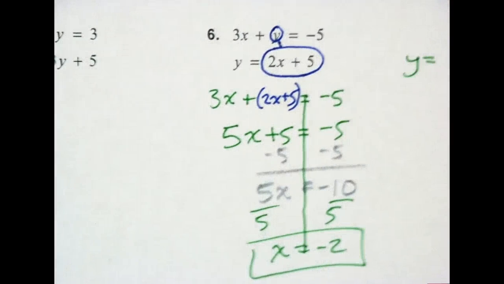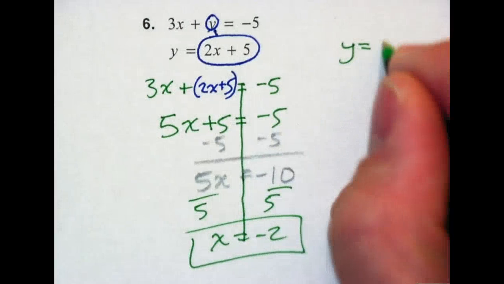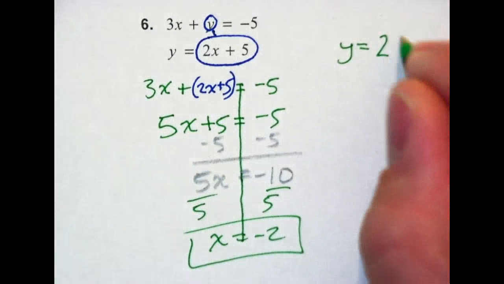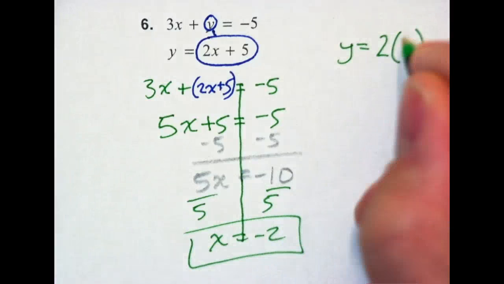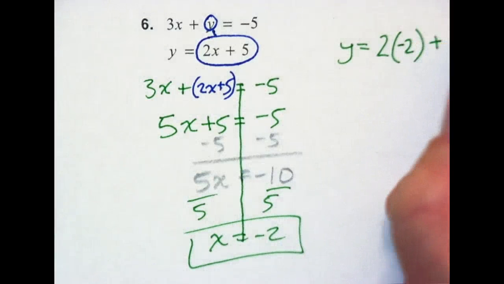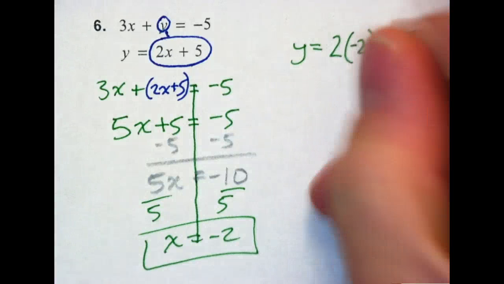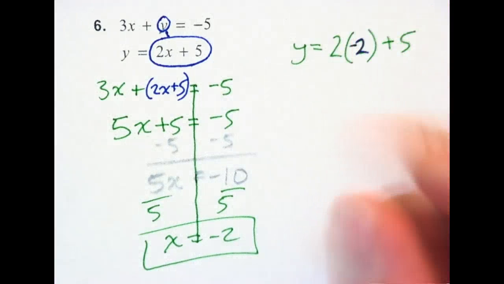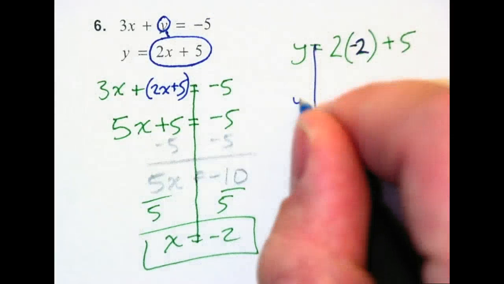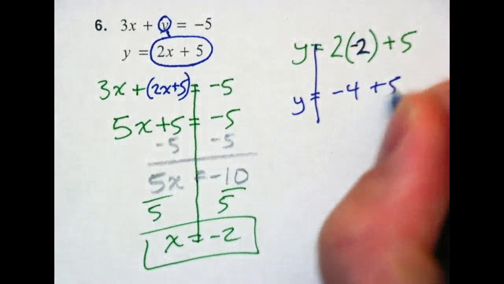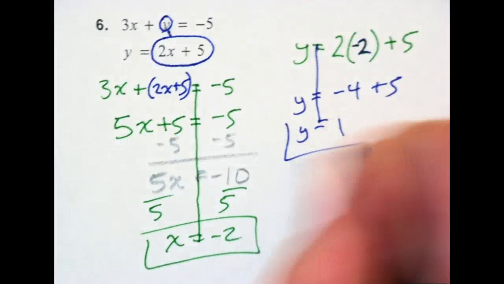So you have y equals 2 times x, which we know is going to be replaced with the negative 2, plus 5. Okay? So we plug that negative 2 in right here and solve it. We end up with y equals negative 4 plus 5, or y equals 1. So we have the ordered pair, negative 2, 1.